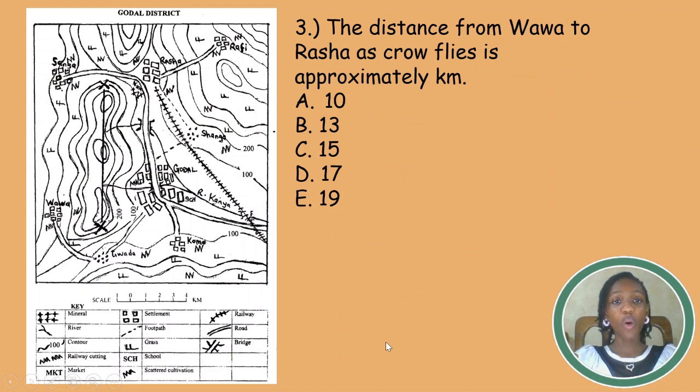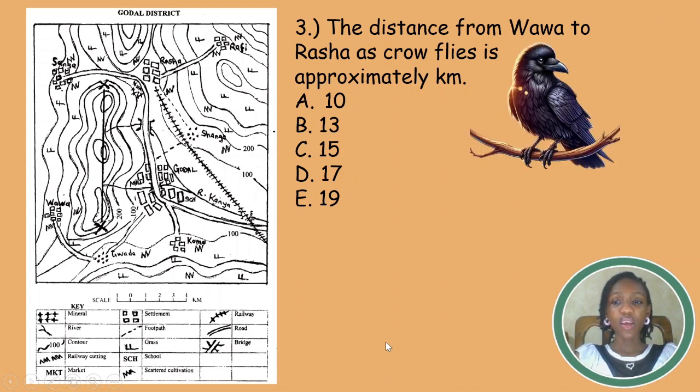The distance from Wawa to Russia as the crow flies is approximately. So now if you've watched some of our word correction videos, then you'll be conversant with the term as the crow flies. So if not, then don't worry. As the crow flies simply means distance in a straight line.